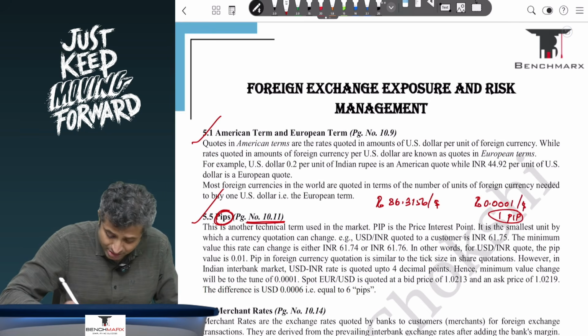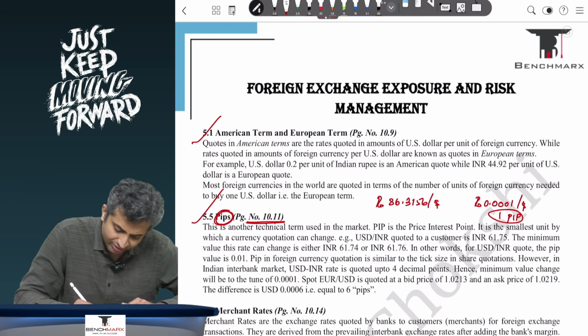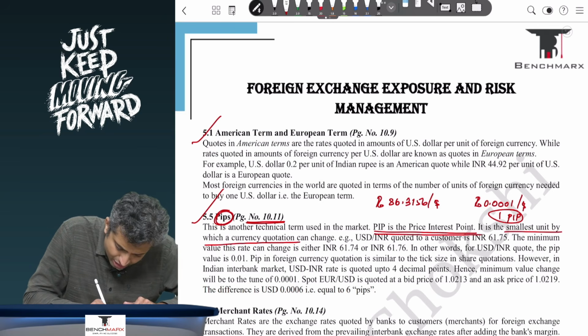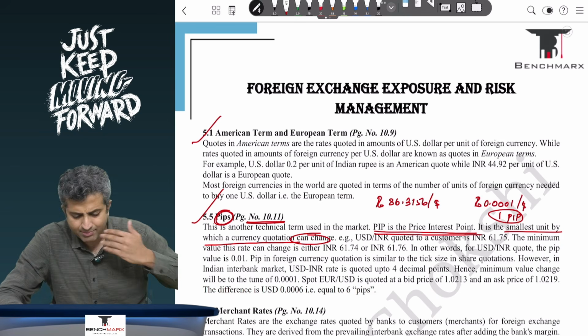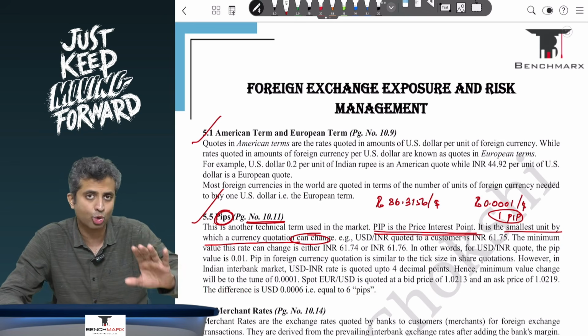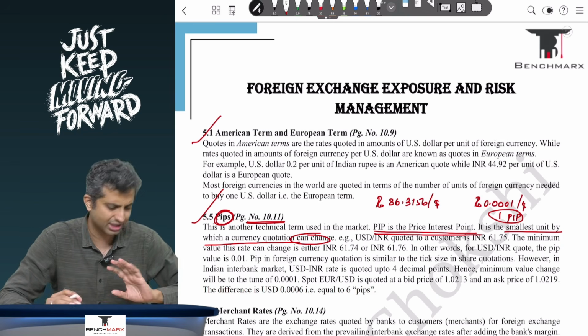So sometimes a question might give you a term like a pip. What is a pip? This is a price interest point. That means the smallest unit by which a currency quotation can possibly change. So over here, maybe if it is given in 4 decimals, the smallest unit by which it can be changing is 0.0001. That is equal to 1 pip, for example.